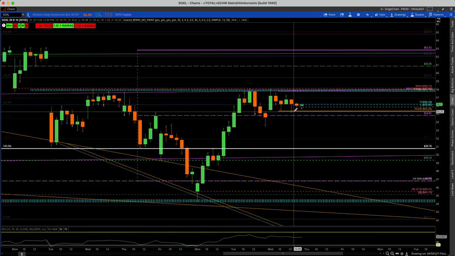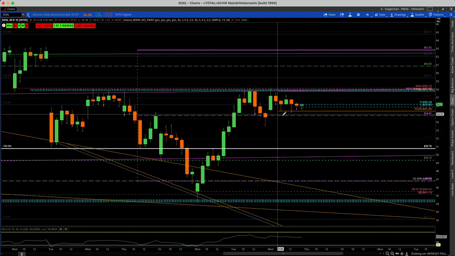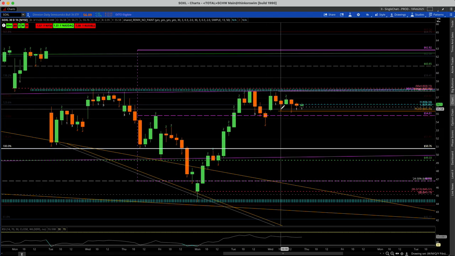Now we don't quite have a lower low in comparison to this low, but if we're looking at just today's price action, we have this high, low, lower high, lower low. So starting a downtrend on the 1-hour.